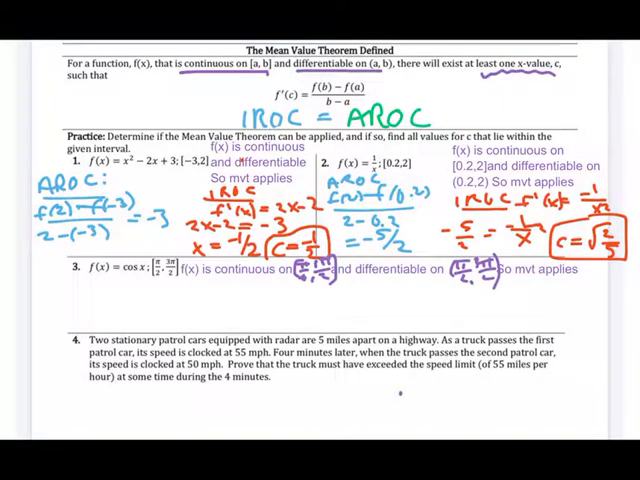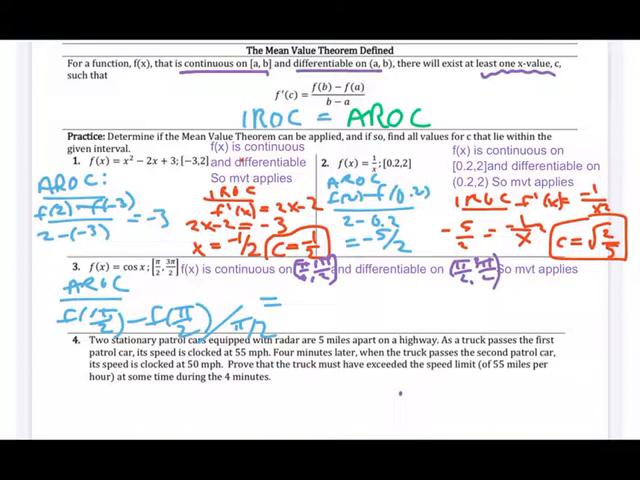So for starters, f is definitely continuous on the closed interval from pi over 2 to 3 pi over 2 and differentiable on the open interval from pi over 2 to 3 pi over 2. Therefore, MVT does apply. So we can go ahead and find the average rate of change, the instantaneous rate of change, and set them equal to each other. So average rate of change, we're looking at f of 3 pi over 2 minus f of pi over 2, all over 3 pi over 2 minus pi over 2, which is just going to be pi over 2.